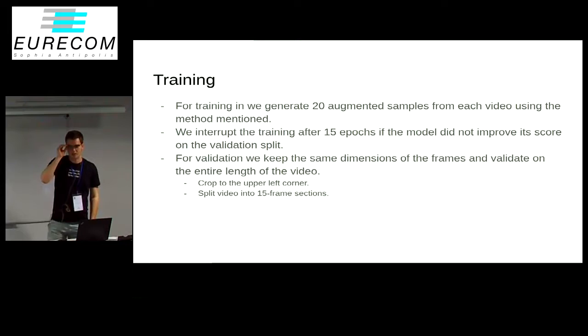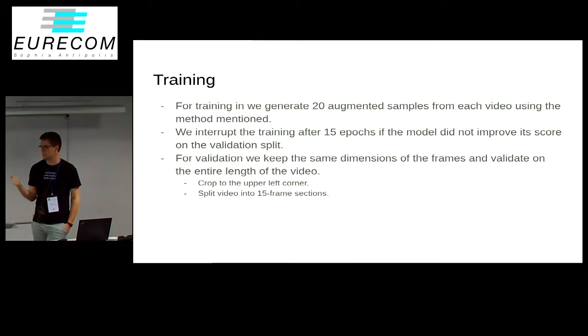Yeah, so in training, as I mentioned, we do some data augmentation. So for each video, we retrieve 20 augmented samples, where the samples are cropped and flipped and use noise injection. And also, we interrupt the training after 15 epochs if the model didn't improve in the validation split. And the validation split is not the validation split I'm describing later. It's with noise injection and data augmentation, so we only have to take 20 augments instead of all the augments a video will generate.